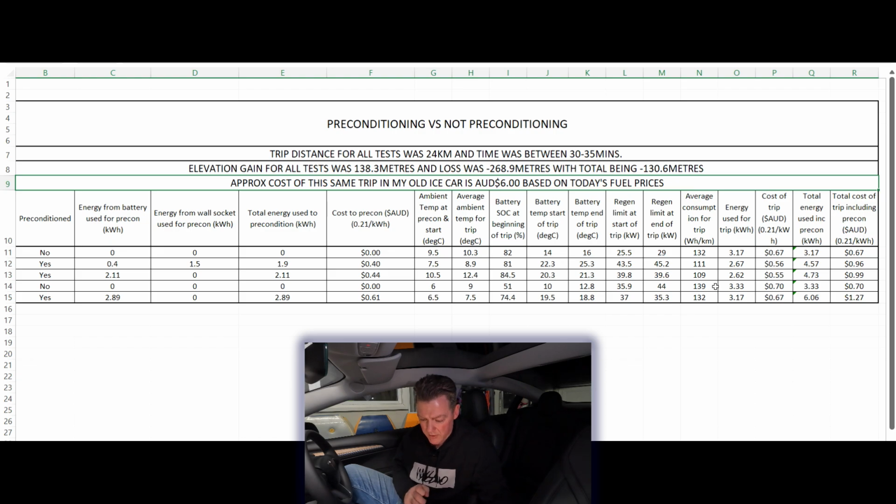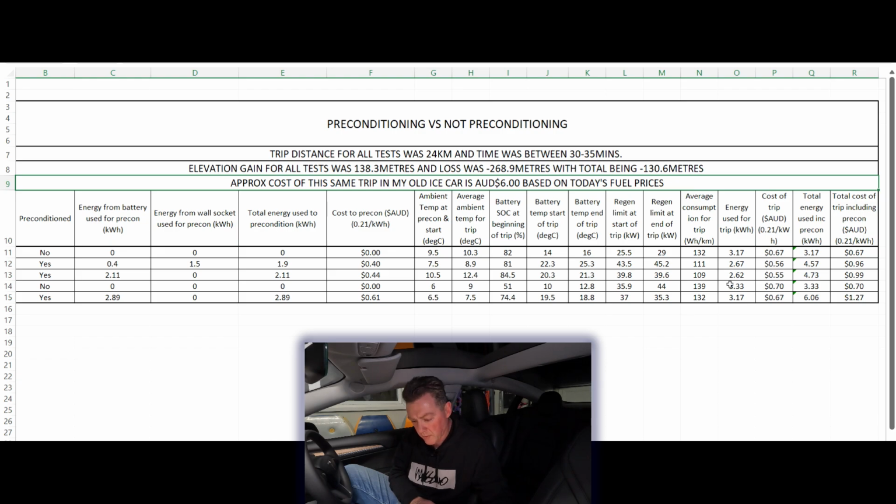You can see here 139 watt hours per kilometer. That was the least efficient trip. So even though I had good regen, it wasn't as efficient as the unpreconditioned trip with 25.5. I thought the one with 25.5 would be the least efficient, but it didn't rely on that regen. That really stood out. So it is the cold battery and the cold ambient temperature that team up and give you that poor efficiency.